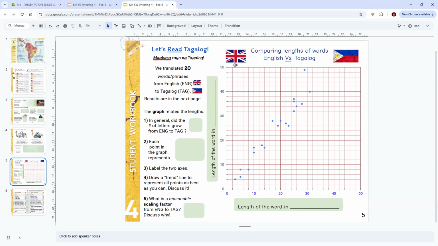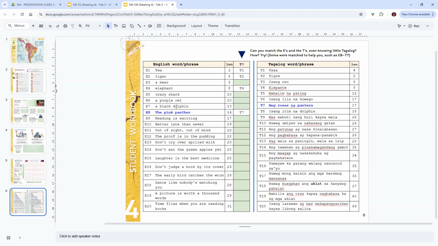So for this part, we have this data, and students will make sense of it. It's talking about lengths. So it says we translate 20 words or phrases from English to Tagalog, and the results are in the next page. So they have the words and the phrases, they have the lengths, and they have the translations, but they're not in order. So T1, T2 here matches with this, but at some point it doesn't follow the exact order. So that's important to keep in mind.